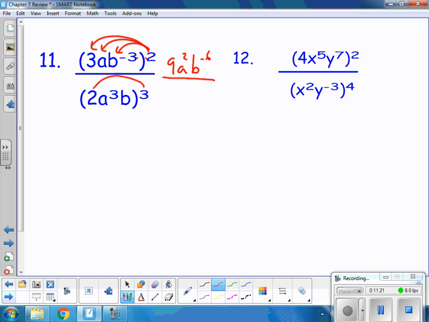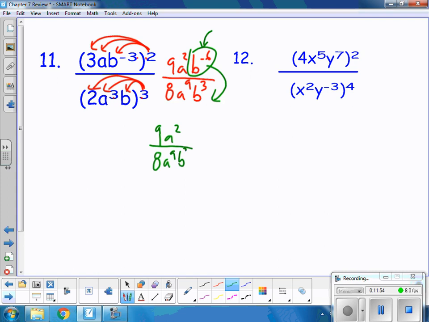I'm going to go ahead and cube all the pieces in here. So 2 to the 3rd power is going to be 8. A to the 3rd times the 3 is going to be a to the 9th. And I'm left with b to the 3rd. Okay, because this is negative, it's a fractional amount, I'm going to bring it to the lower part of the fraction. So I'm going to take this piece and bring it down here. So I'm left with 9a to the 2nd over 8a to the 9th, b to the 3rd, and b to the 6th.